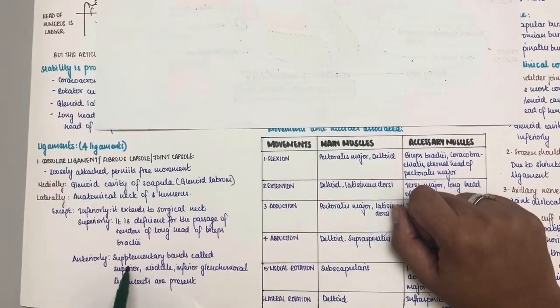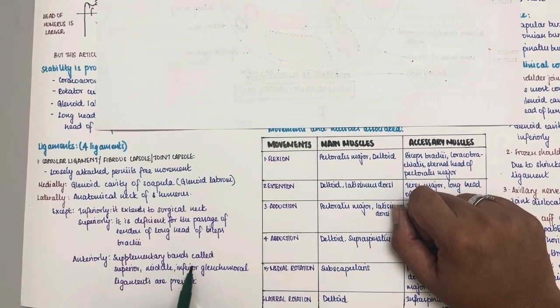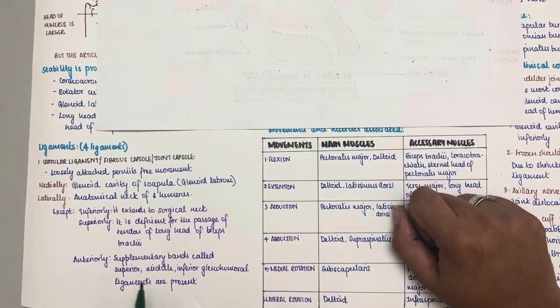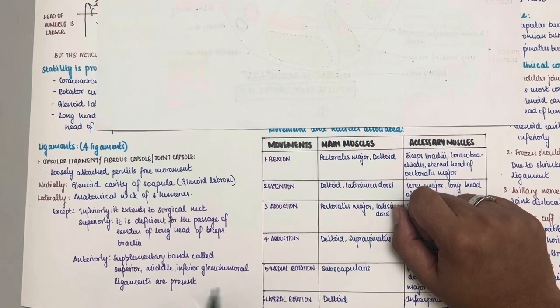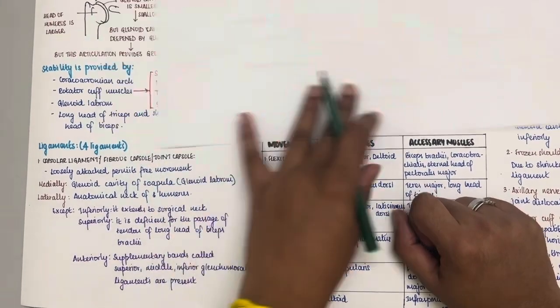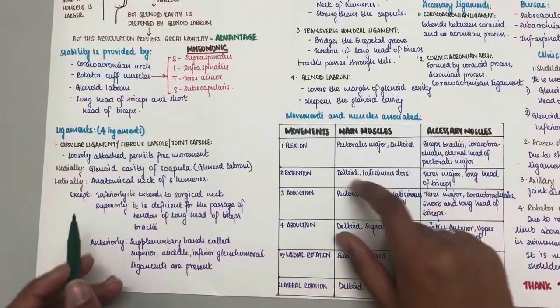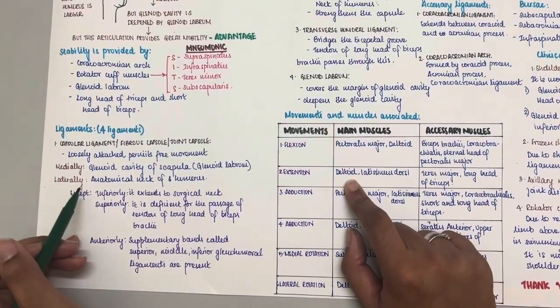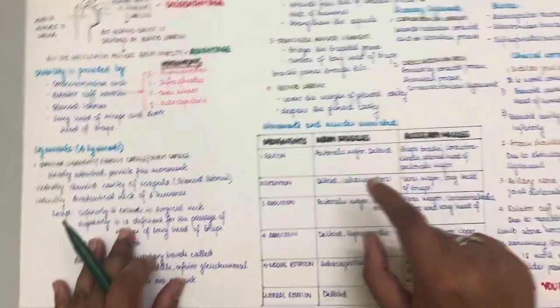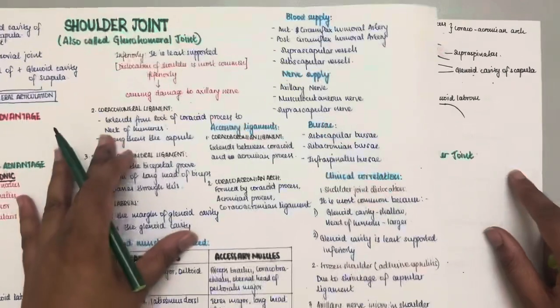So anteriorly, it has supplementary bands called the superior, middle, inferior glenohumeral ligaments. Now these exceptions come under lateral surface of the ligament. Now let's see the inferior surface of the ligament.